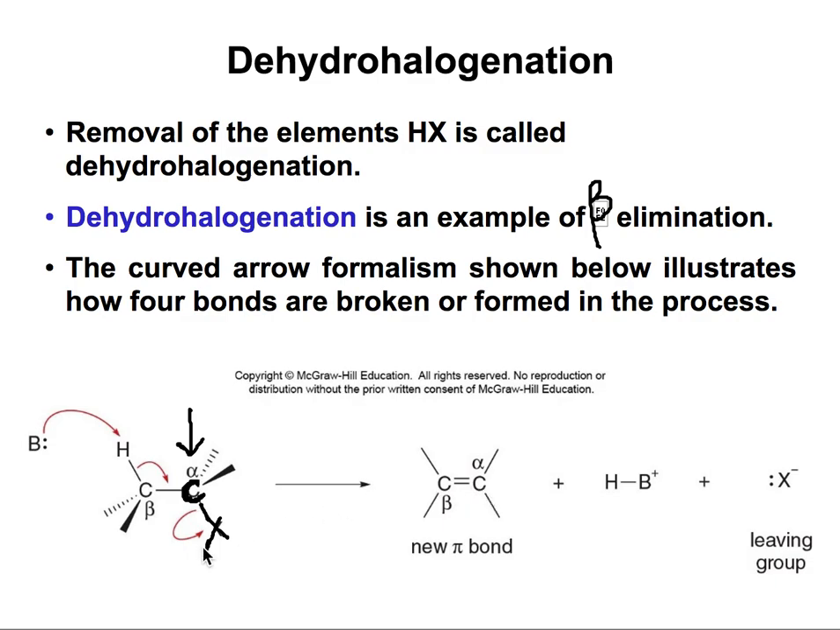So here we have the base that will get the hydrogen, and then the hydrogen electrons will go here to form the double bond, and because that carbon is already saturated, then that will leave. And when that leaves, we get the double bond, we get the conjugate acid of the base, and then we have the leaving group, and we usually have the counter ion right there.